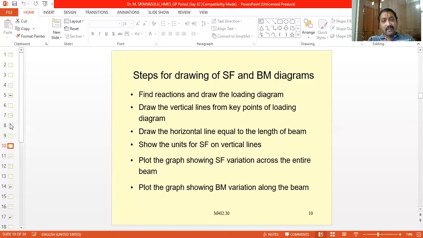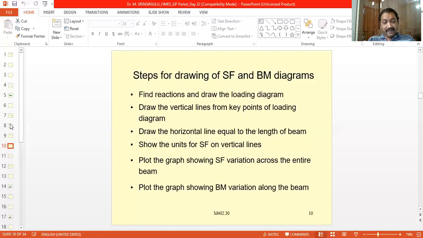In this case, the UDL is starting at a point and ending at a point. So the starting point of the UDL, the ending point of the UDL, and the midpoint of the UDL are the salient points. Or if it is a point load, the points where the point loads are acting are also called salient points. At those points we have to draw the vertical lines from the key points of the loading diagram. The next step is to draw the horizontal line equal to the length of the beam.